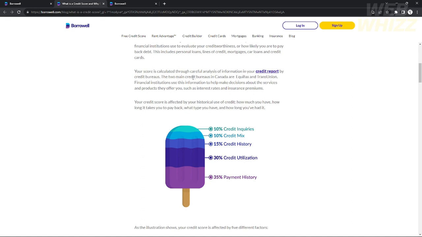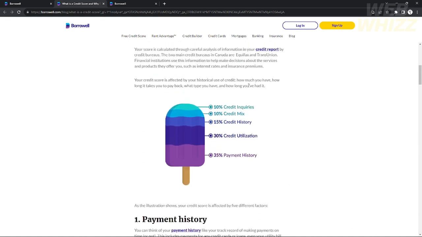And yeah, your credit score is affected by your historical use of credit, how much you have, how long it takes you to pay back, and what types you have and how long you've had it. So as you can see, they have a visual representation of the factors that affect your credit score. So 10% credit inquiries, 10% credit mix, 15% credit history, 30% credit utilization. I will discuss that later. And of course, your payment history.